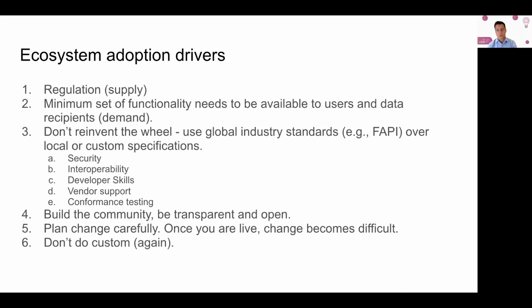It is important not to reinvent the wheel because it makes it harder to generate adoption and harder to implement use cases. FAPI is just one example of why you would do it, because you get vendor support, you get developer skills in the market, and many other reasons that I've mentioned before. It is important to build a community early, and be transparent and open. It's also super important to plan change carefully.